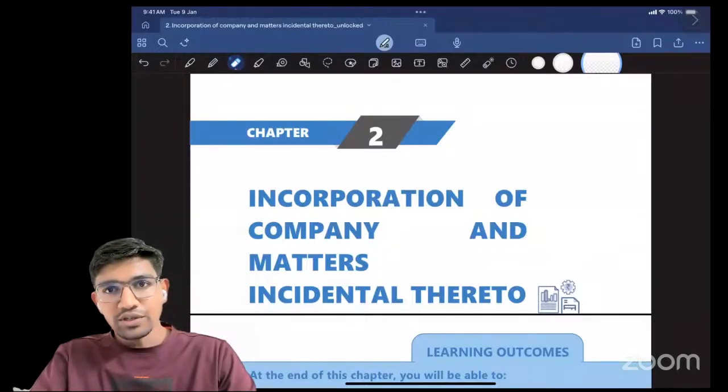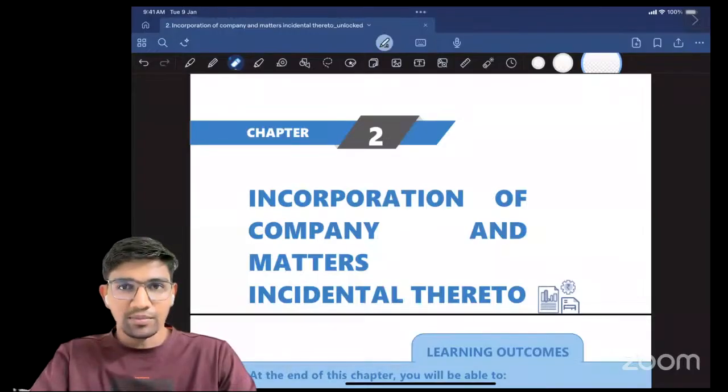In the scope of this chapter, we will categorize this chapter into four categories. First one is formation and incorporation. Then second one is MOA and AOA. Third category is of documents, and fourth one is of other provisions.